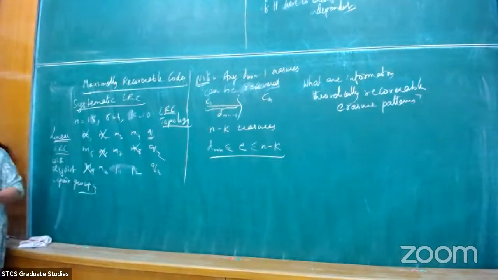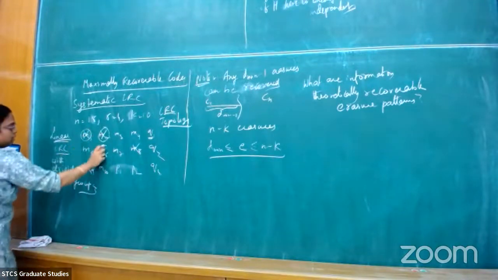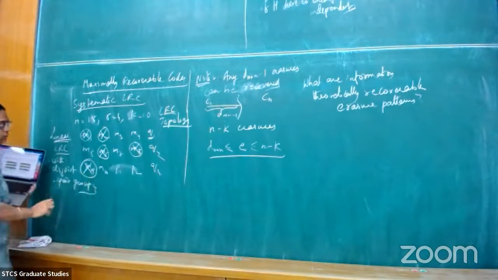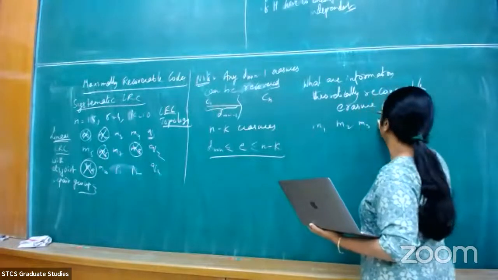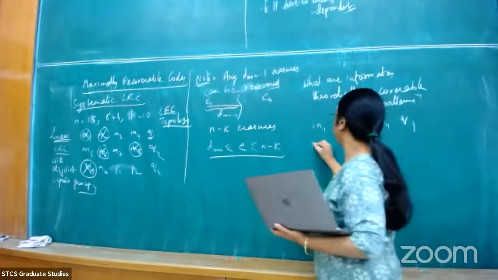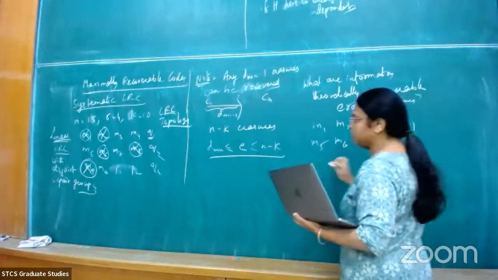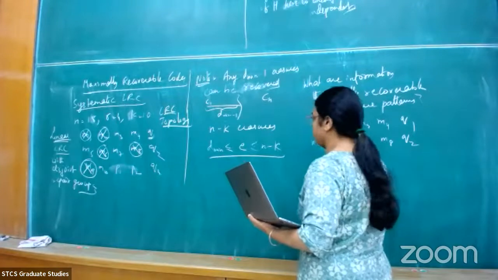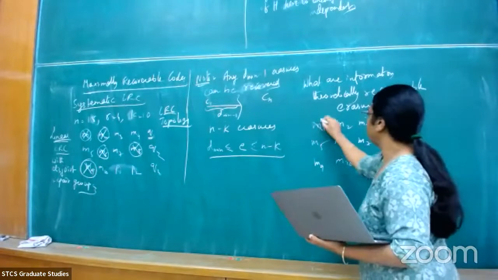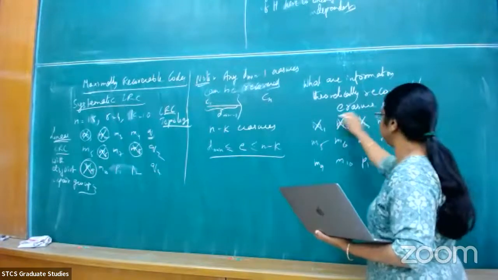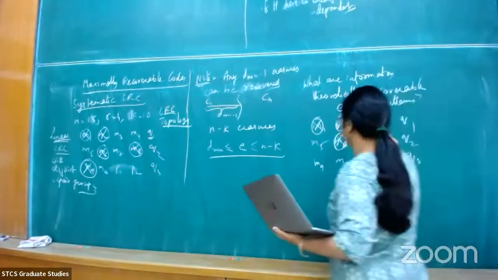So this is one erasure pattern. And the same thing for the same code: Q1, Q5, Q6, Q3, Q2.